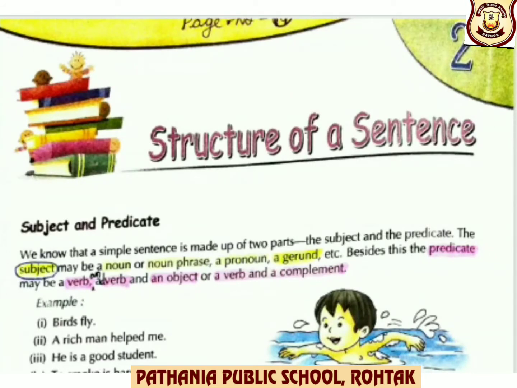Children, in our previous video lecture of Grammar Chapter 1, we have already learned in detail about subject and predicate. So now let's revise. We know that a simple sentence is made up of two parts, the subject and the predicate. The subject may be a noun, noun phrase, a pronoun, a gerund, etc. Besides this, the predicate may be a verb, an adverb, and an object, or a verb and a complement.